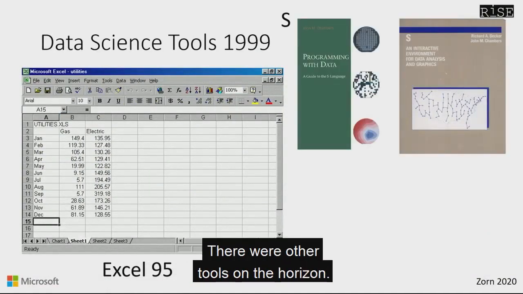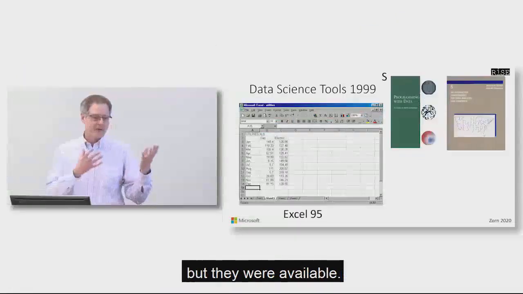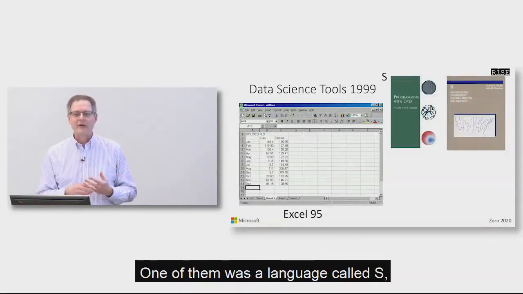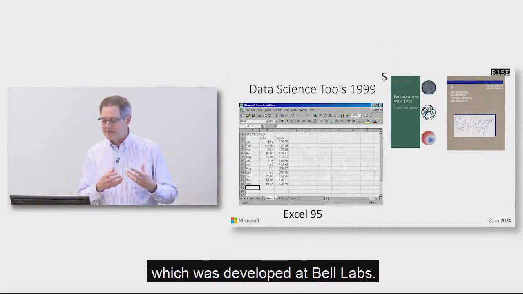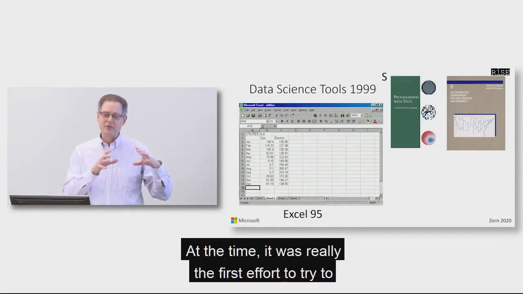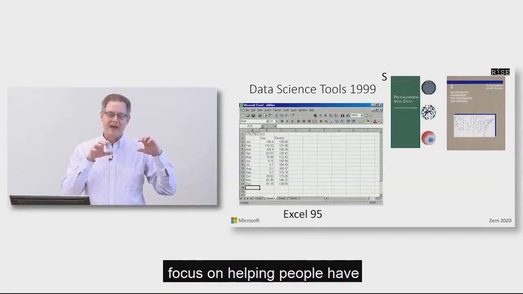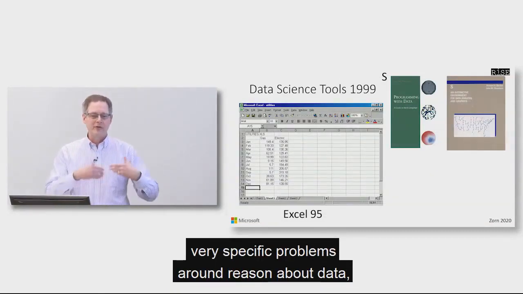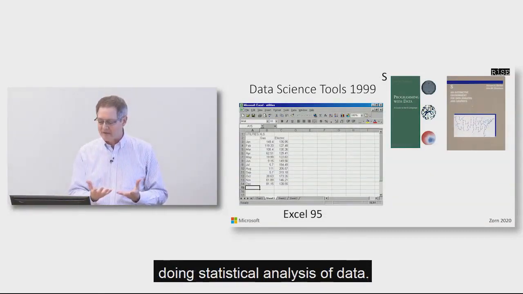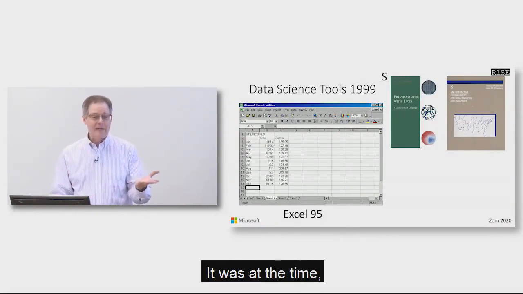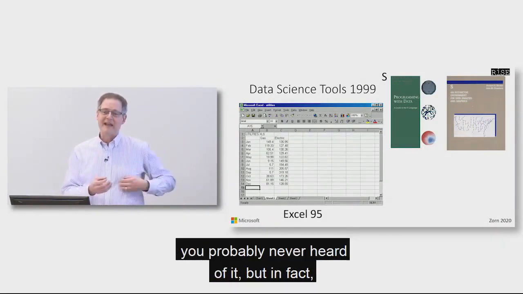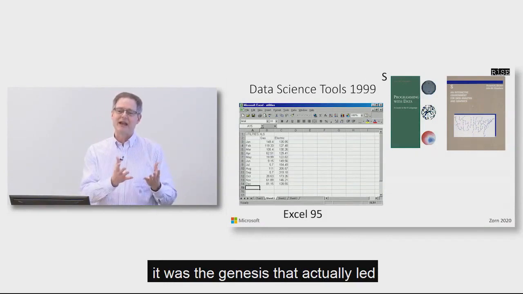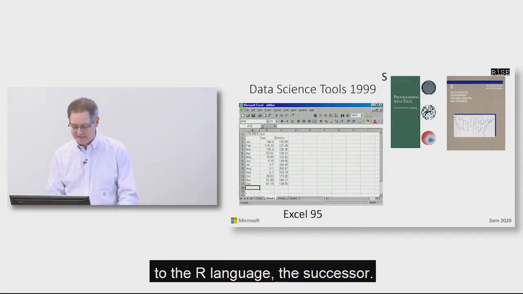There were other tools on the horizon. They weren't really widely used, but they were available. One of them was a language called S, which was developed at Bell Labs. And at the time, it was really the first effort to try to focus on helping people with very specific problems around reasoning about data, doing statistical analysis of data. You probably never heard of it, but in fact, it was the genesis that actually led to the R language, the successor.